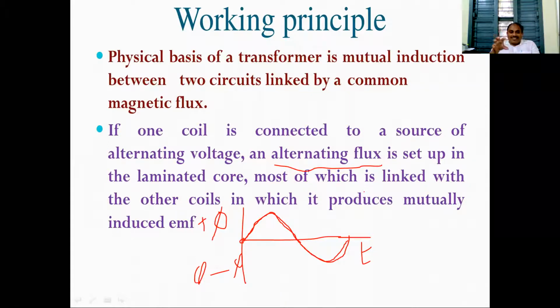That alternating flux links the primary coil and EMF will be induced in the primary coil. That EMF is called self-induced EMF. That means the flux is produced by the same coil, the flux links with the same coil, and EMF is induced in the same coil. So that's why it is self-induced EMF.